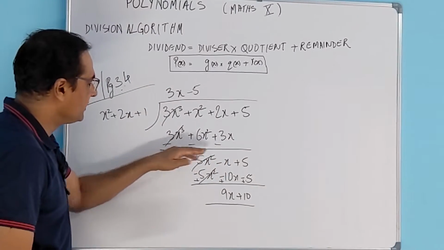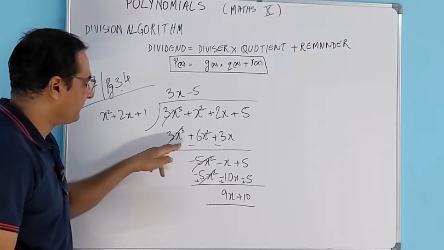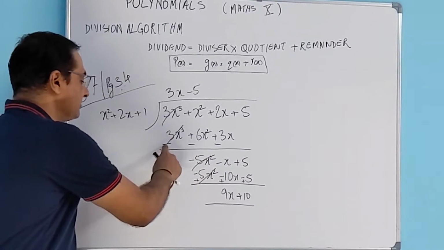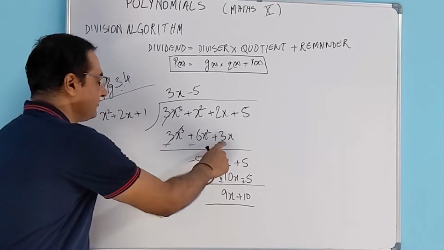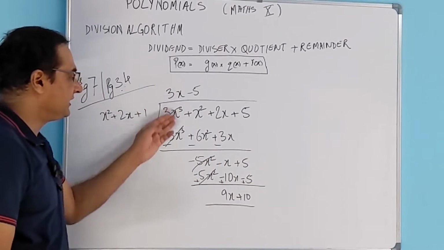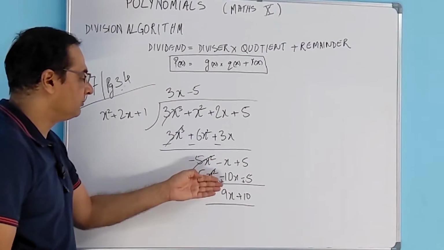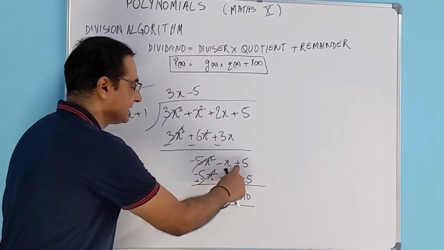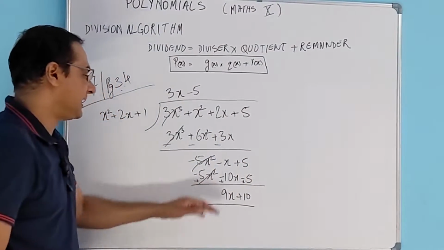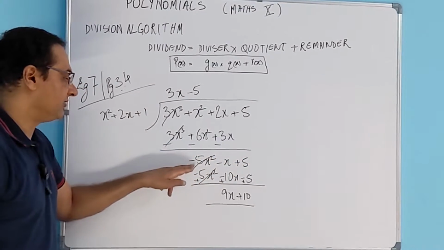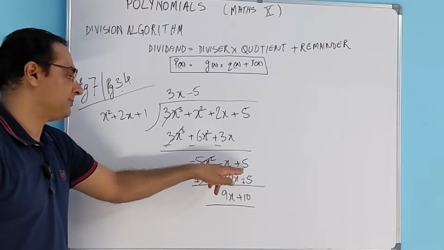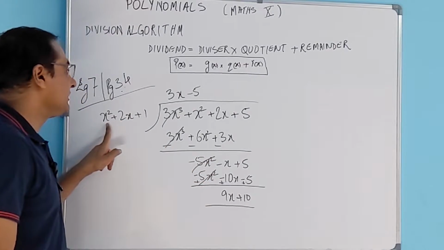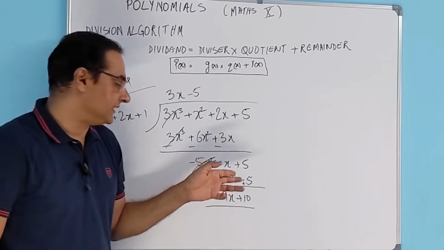Now we subtract this term by reversing the sign of these three terms. So this becomes negative 3x cube, negative 6x square, negative 3x. We eliminate the first term and then write down whatever is remaining. What is remaining? Minus 5x square minus x plus 5, we write as is. Now if you look at this term, minus 5x square minus x plus 5, the degree is 2, which is equal to the degree of the divisor. So we can still divide this term.